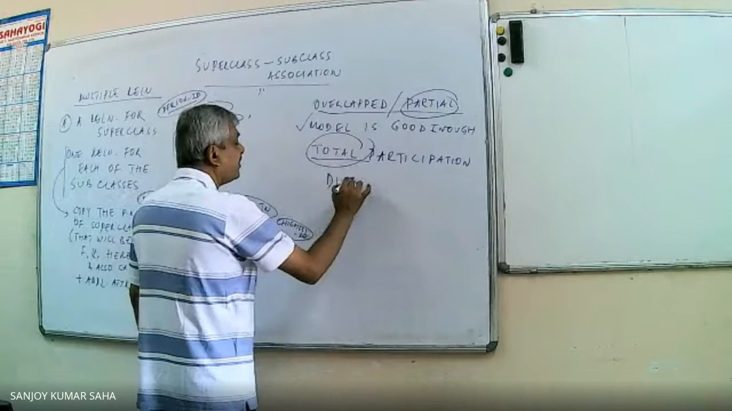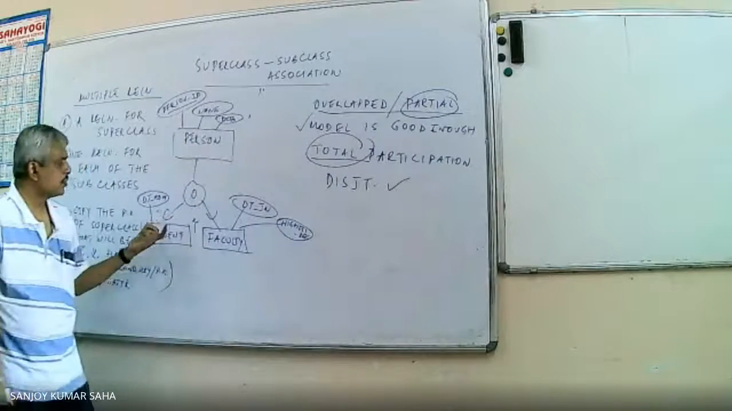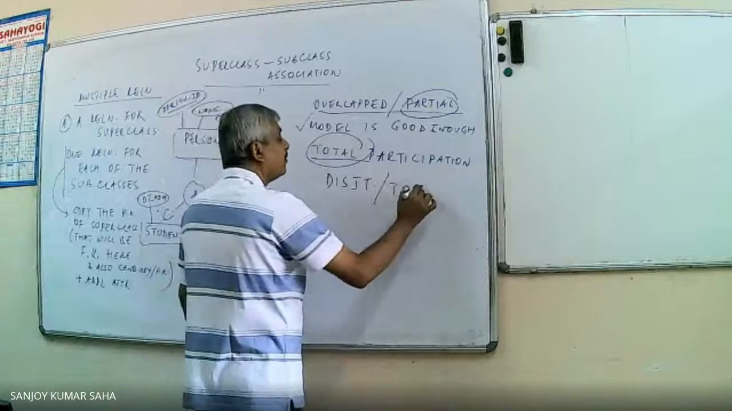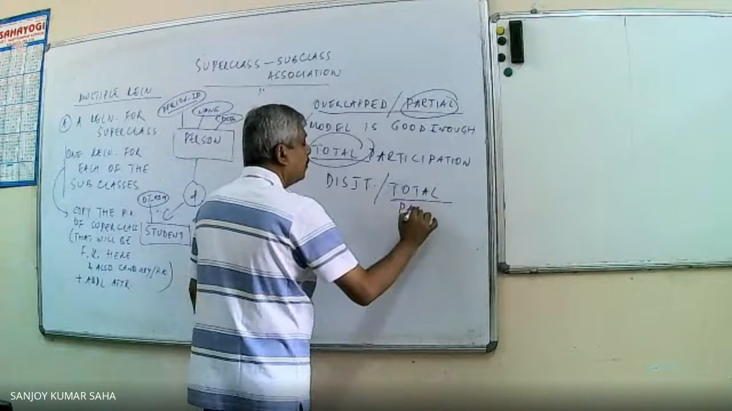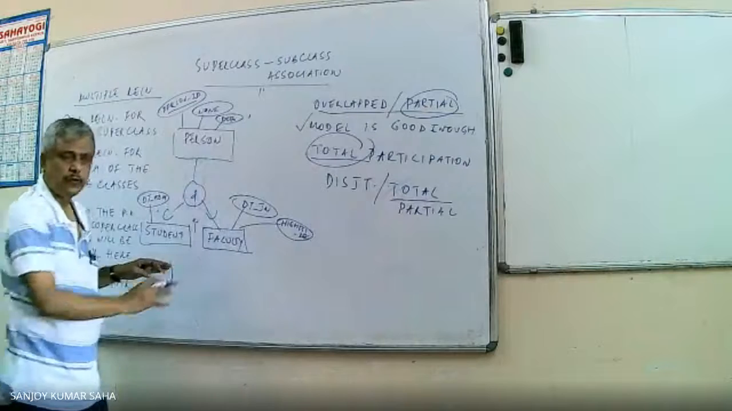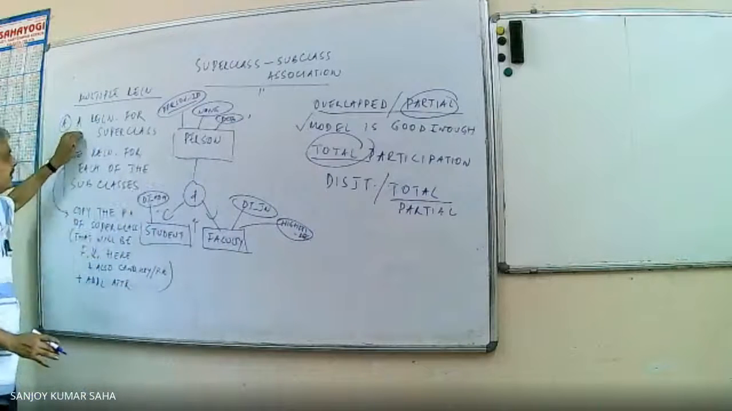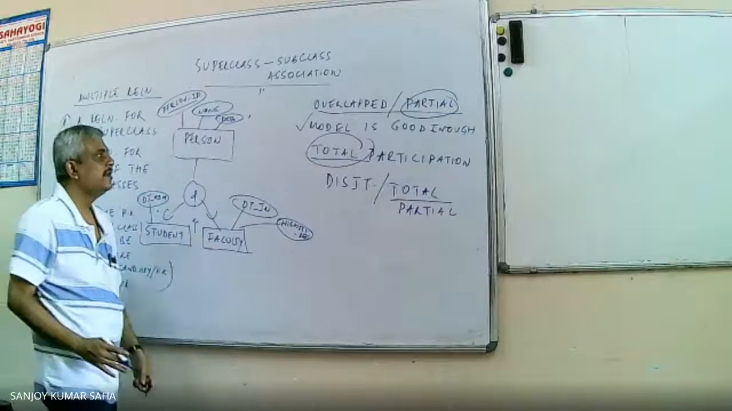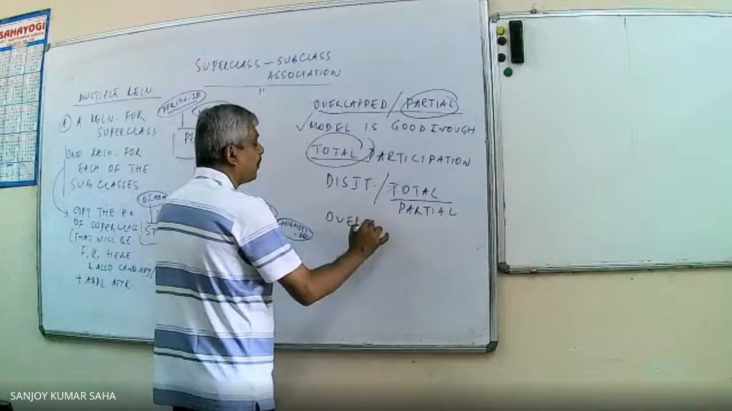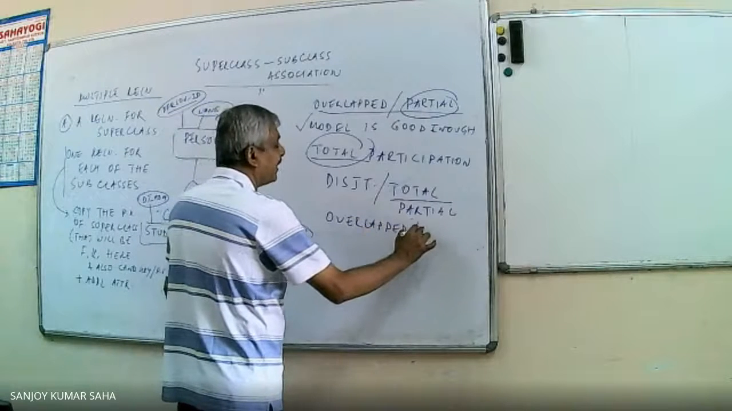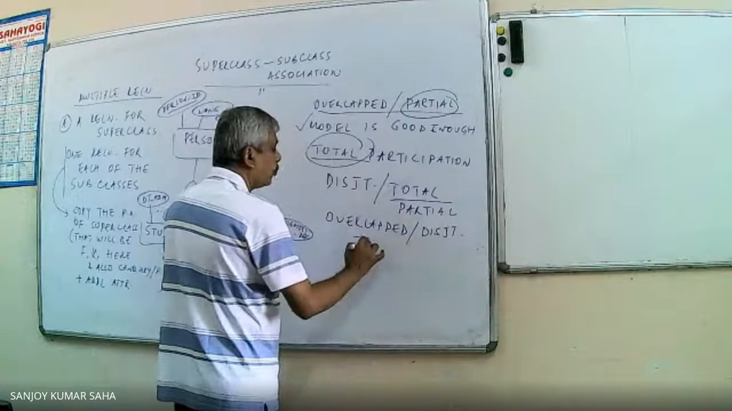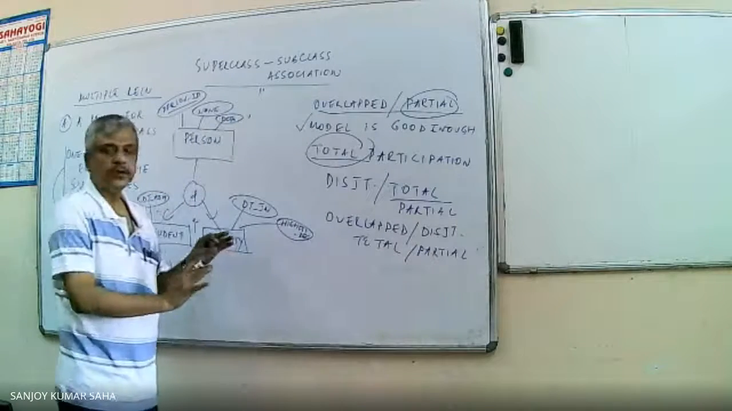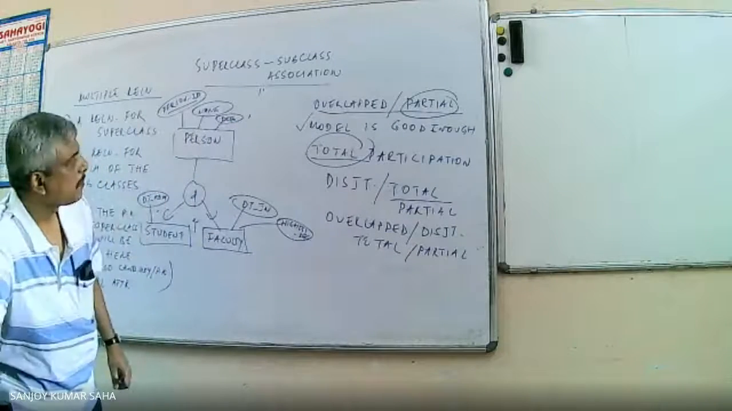If it is disjoint, then also no issue. If it is disjoint, total or partial, then also no issue. So basically, this model that will be considering one relation for the superclass and separate relations for the subclasses can work for all the constraints, be it overlap or disjoint, and be it total or partial. So in all cases, we can go for this model.